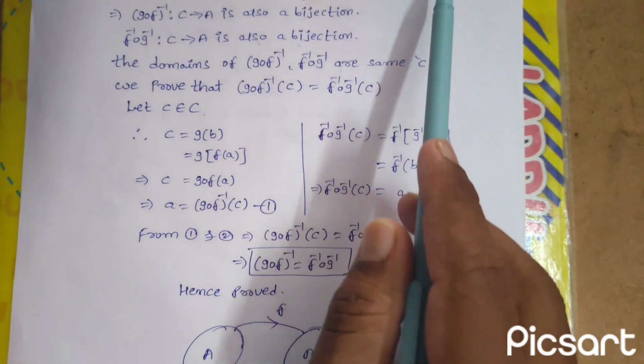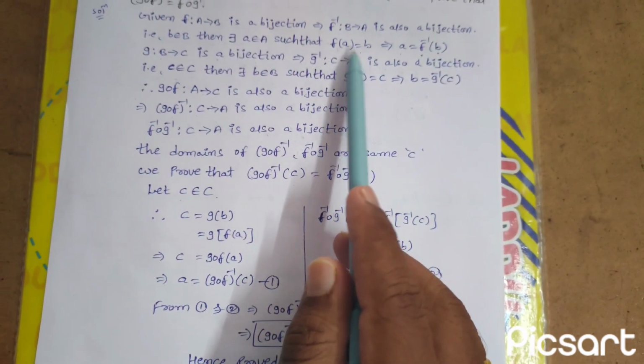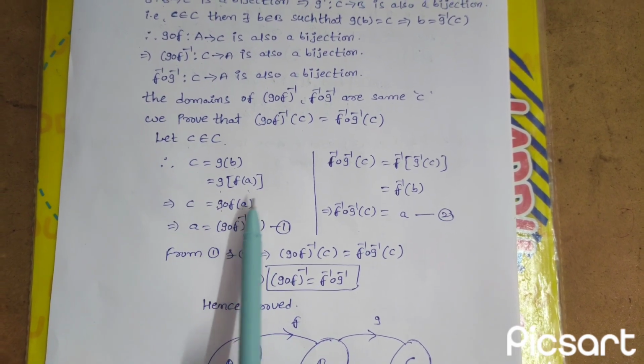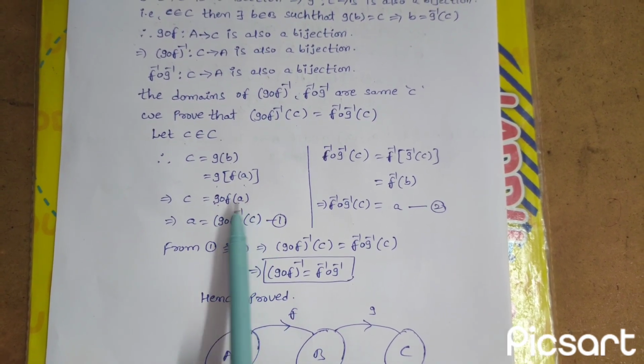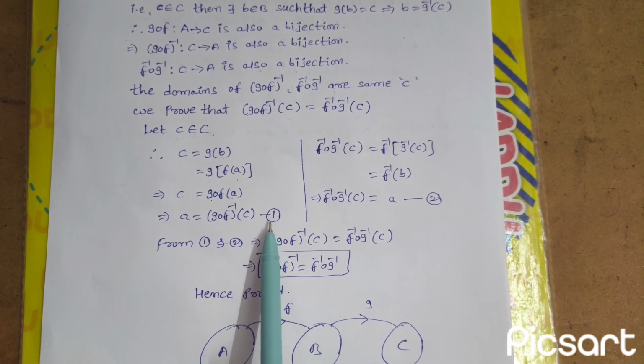In this domain, take one element small c, c belongs to capital C. Here the given condition is c is equal to G of b. Here b is equal to what? F of a. So here b is replaced by F of a. G of F of a is equal to (G∘F) of a. This equation can be expressed as a is equal to (G∘F)⁻¹ of c. Take this as equation number 1.